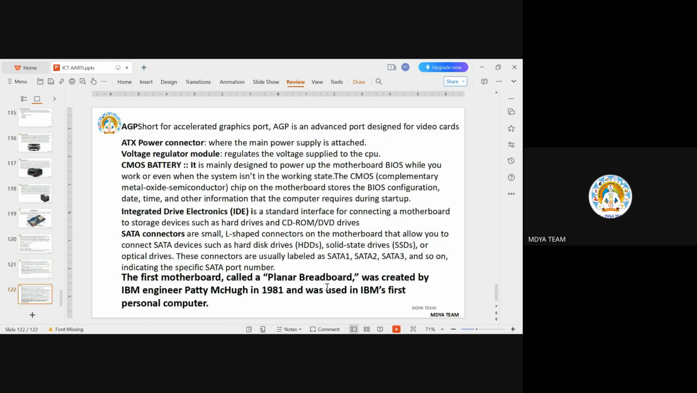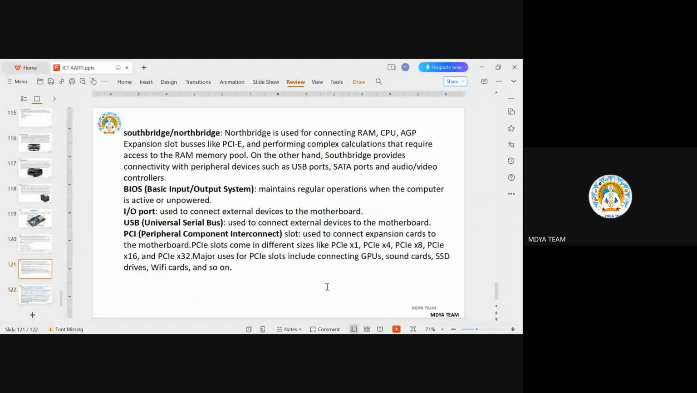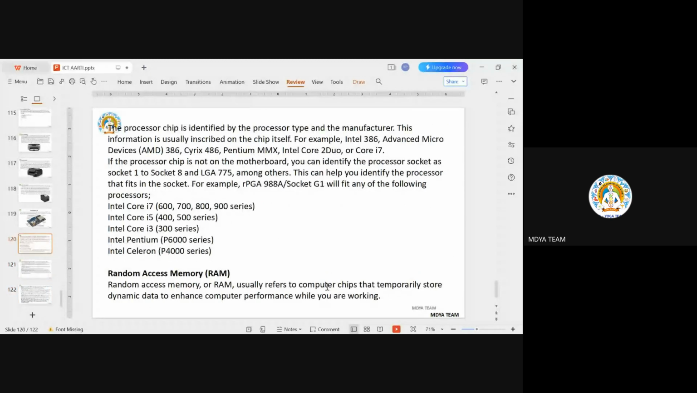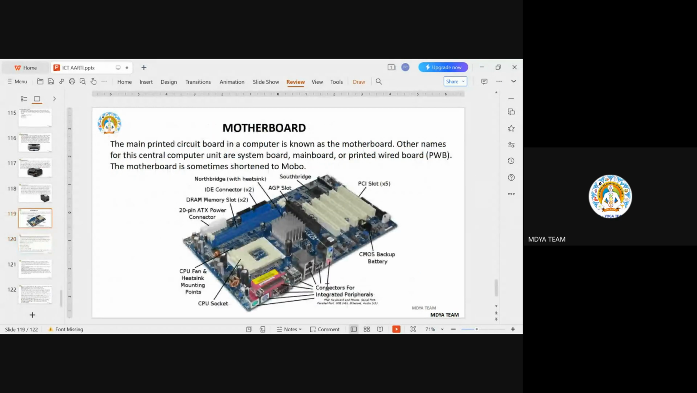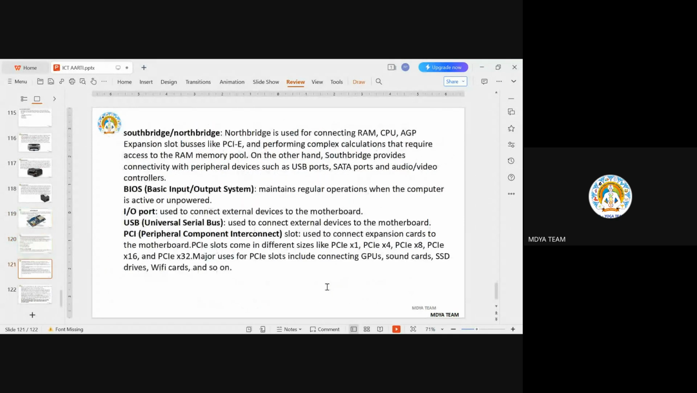One thing I will tell you about buses. There are some buses which connect the CPU to the devices. These all are RAM. There is a BIOS, South Bridge, North Bridge. These all are there. There are some buses present on the motherboard. There are 3 buses.